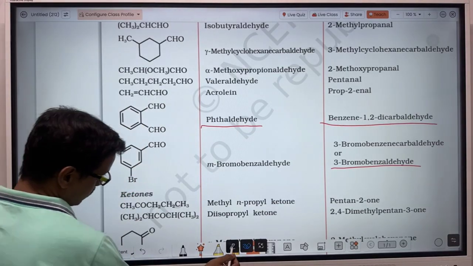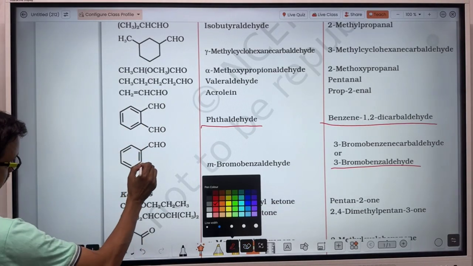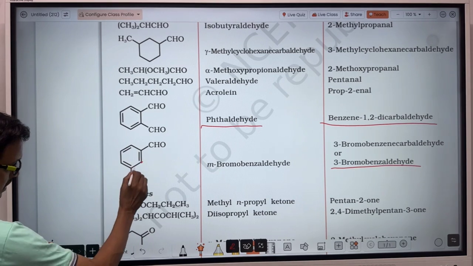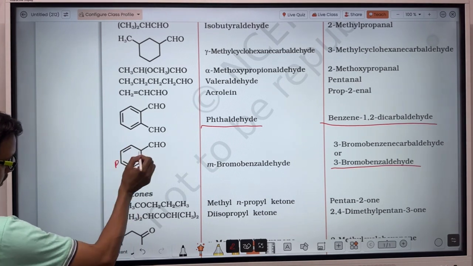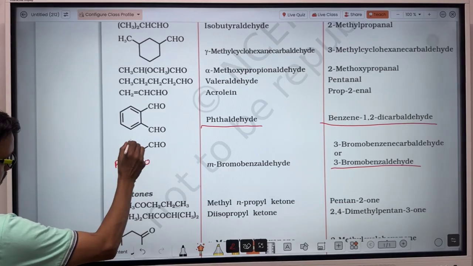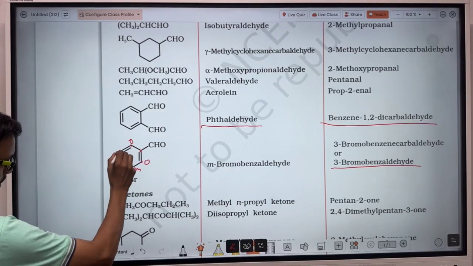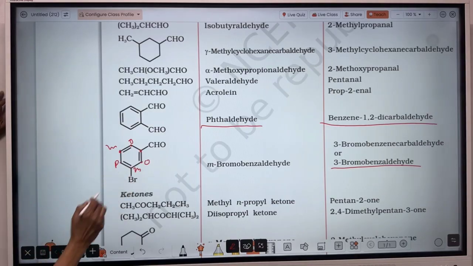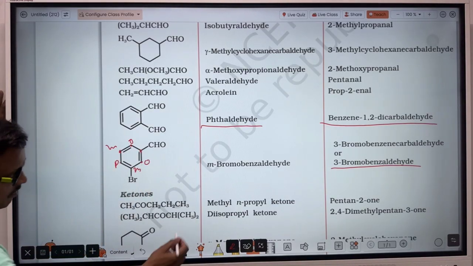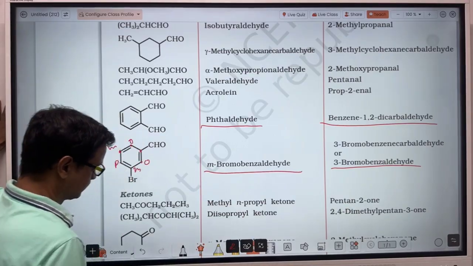But when you have to write the common name, in the common name you have to consider ortho, meta and para. So this carbon is ortho, this one is meta, this one is para. Similarly, on this side this carbon is ortho, this carbon is meta and this carbon is para. So bromine is at the meta position. So that's why we write meta-bromobenzaldehyde. So meta-bromobenzaldehyde is why it is written.